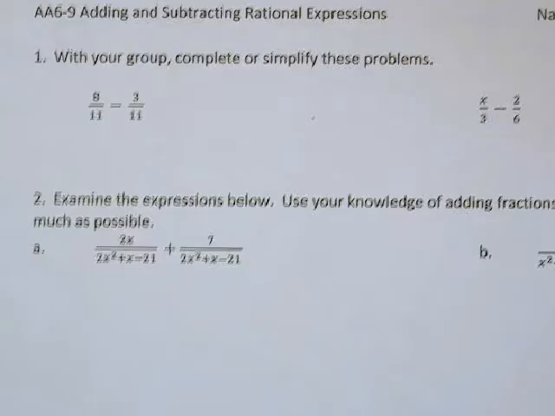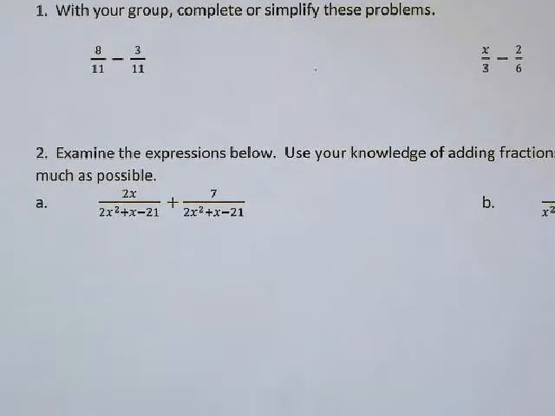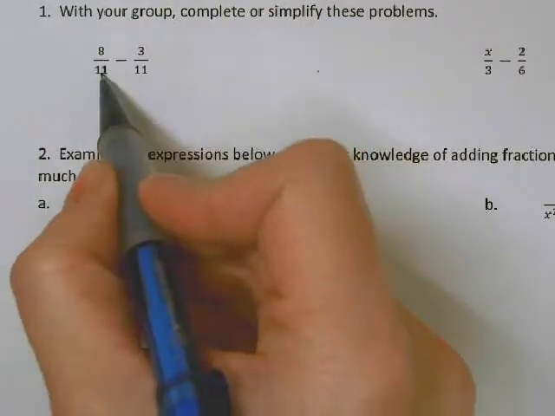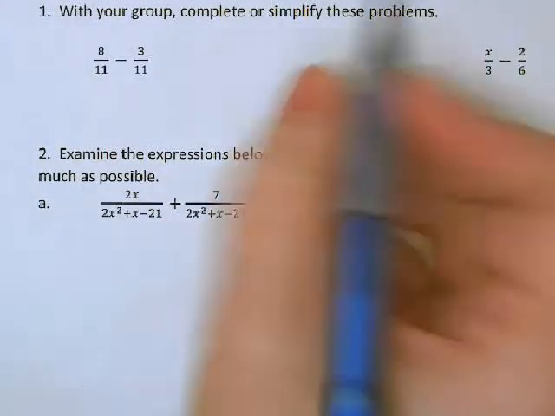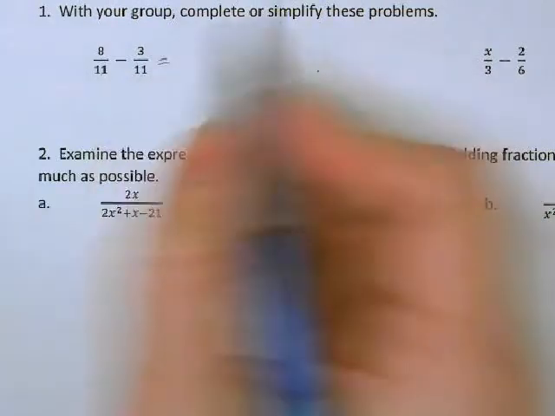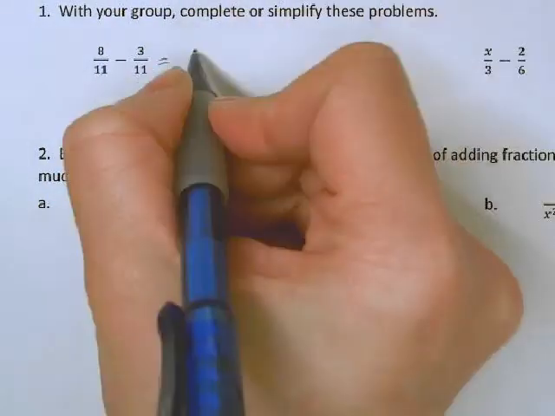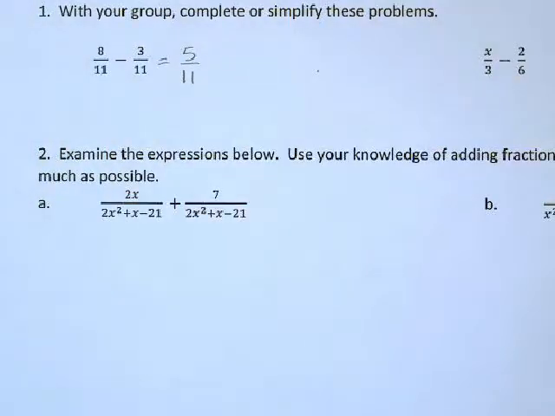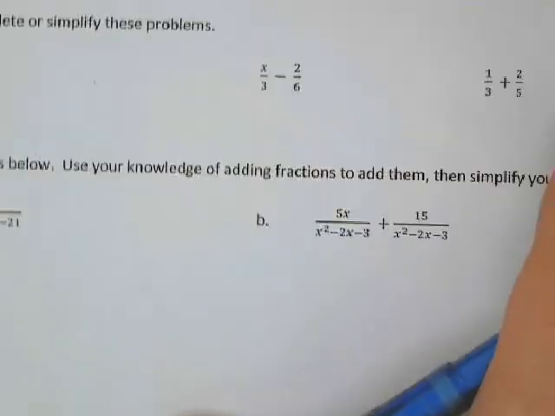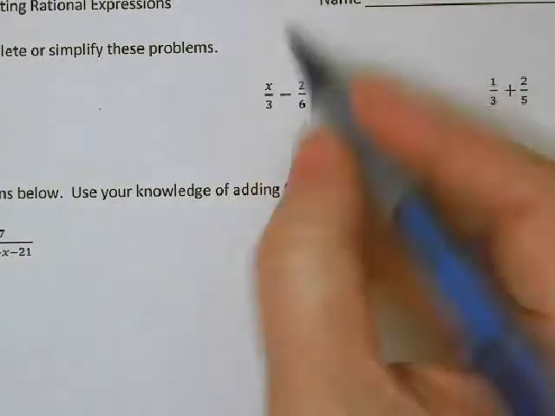Okay, so when you're adding or subtracting fractions, the denominator stays the same. You have to have a common denominator in order to add or subtract fractions. So this one's subtracting: 8 minus 3 is 5. 11 stays the same. On the second one, we do not have a common denominator.